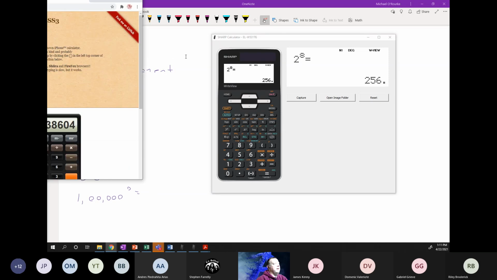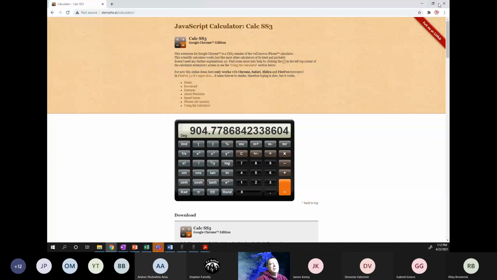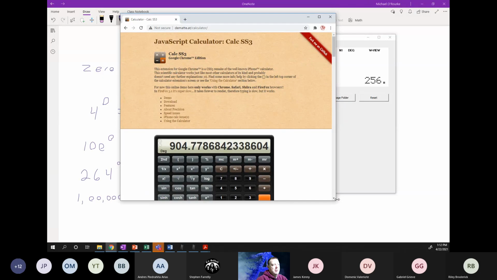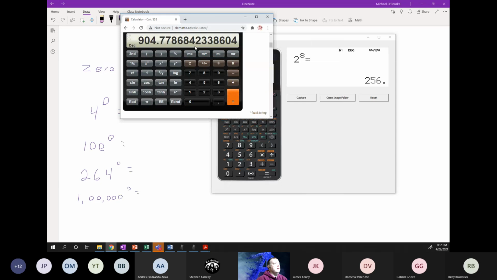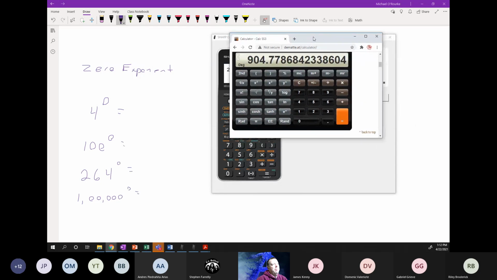And for the people who have an iPhone that refuse to get a calculator, this is how I type it in on my calculator. If I want to go 4 to the power of, it would look to be the y to the x here, and then press 0 and equals. Okay?